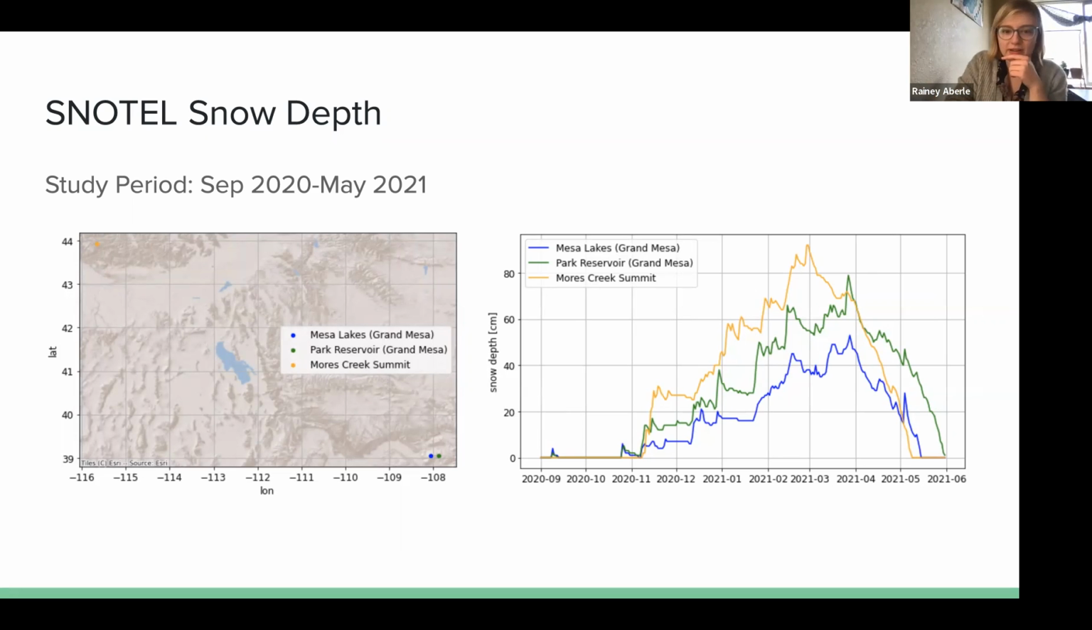So we decided just to look at 1 year, from September 2020 to May 2021. And you can see we get maximum snow depths ranging from about 45 to 85 centimeters. So that also gives you a sense for how accurate we want our estimates to be. We want our method of comparing the DEM to ICESat-2 to be within a few centimeters. So definitely less than a meter, because that's more than the full snowpack in these areas. Next slide.